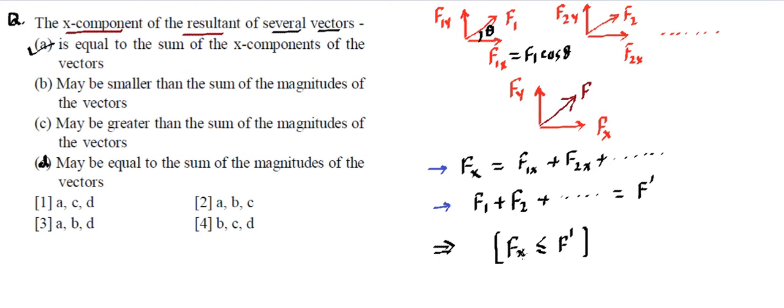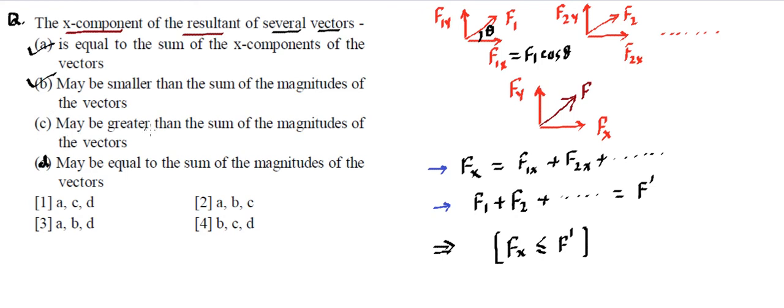That means the value of fx can never be more than the f dash. That's the point. So if you have understood this point, then we can choose the options. B says this x component of the resultant of several vectors may be smaller than the sum of the magnitudes of the vectors. Yes, fx may be smaller than the sum of the magnitudes of the vectors. So B is also correct.